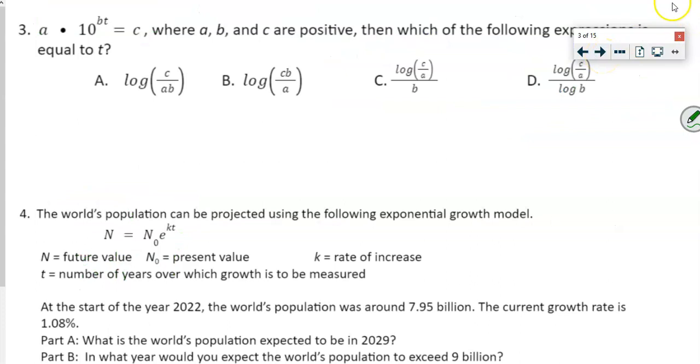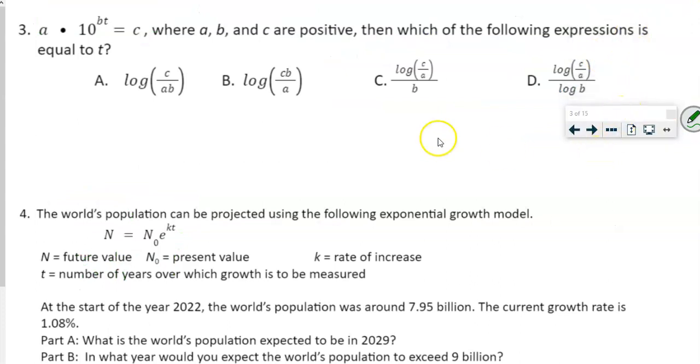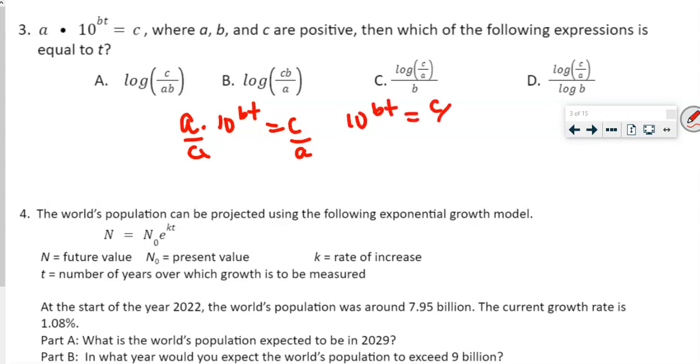So the next one says a times 10 to the bt equals c, where a, b, and c are positive. Then which of the following expressions is equal to t? So once again, we're going to solve for t. So this one is a times 10 to the b times t equals c. So we would divide both sides by a. So we get 10 to the bt power equals c over a.